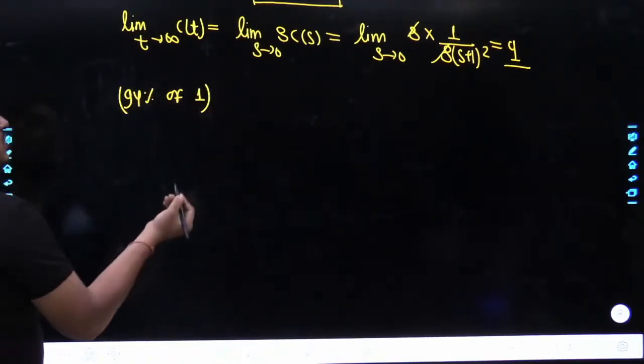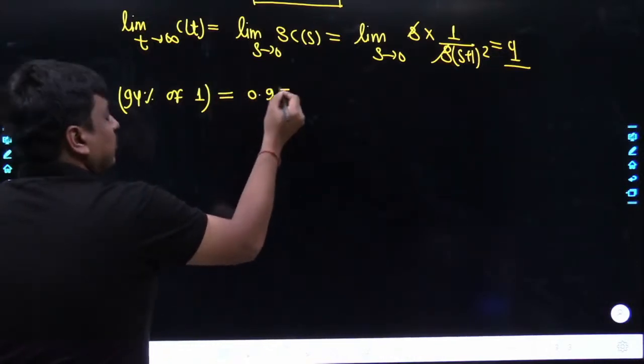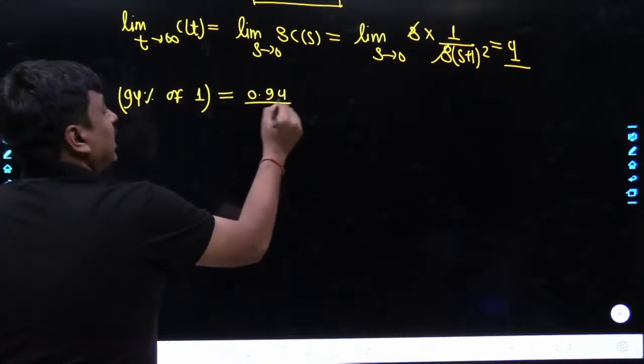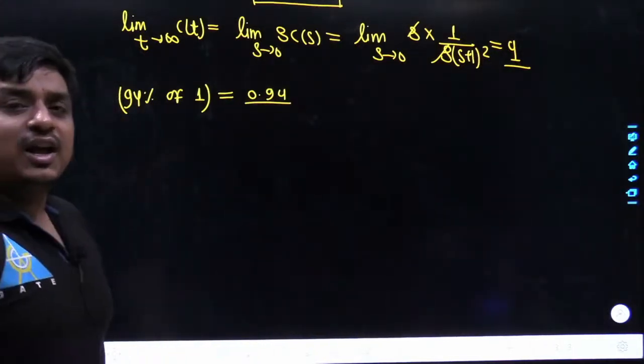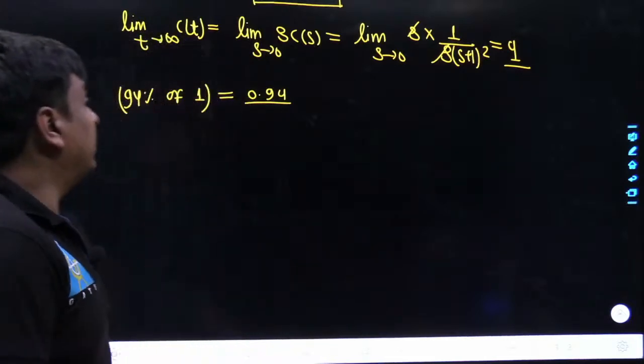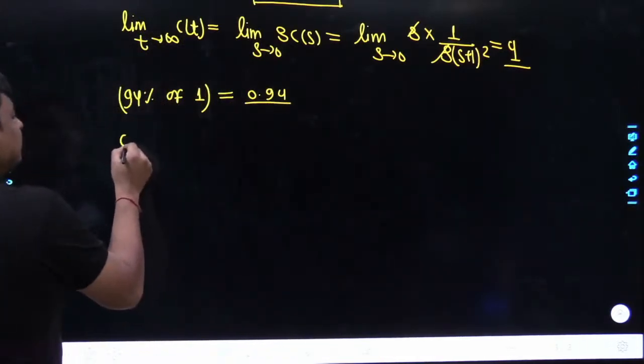The 94% of 1 is nothing but 0.94. How much time would it take to reach 0.94? And now obviously we have to analyze in the time domain. I have not been left with any other alternative. So what I would do is take the Laplace inverse of C of s.